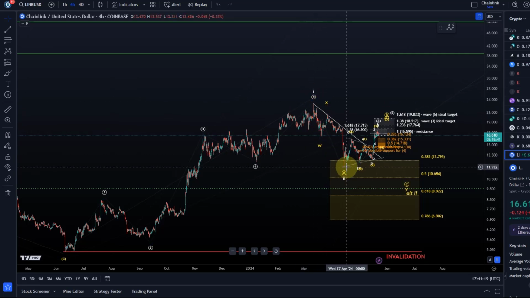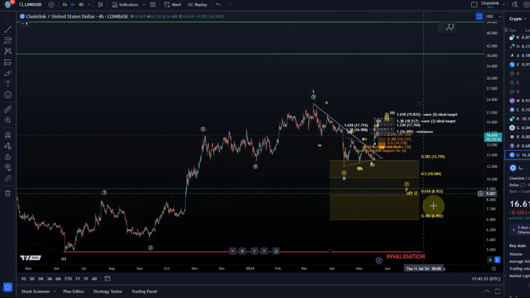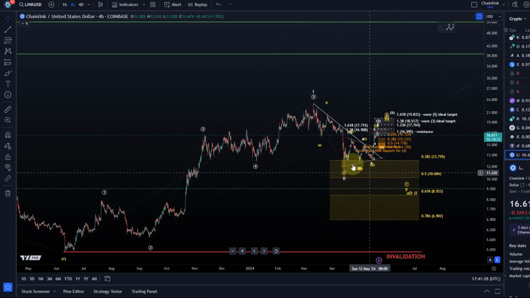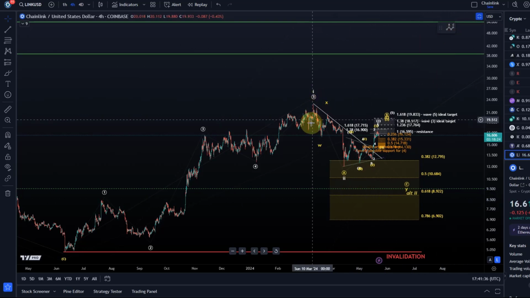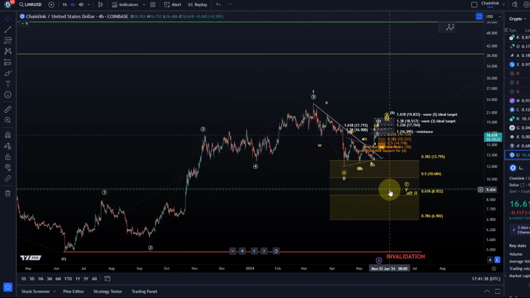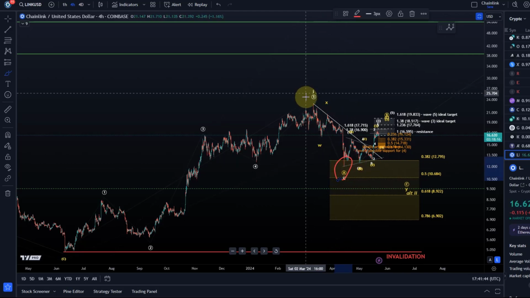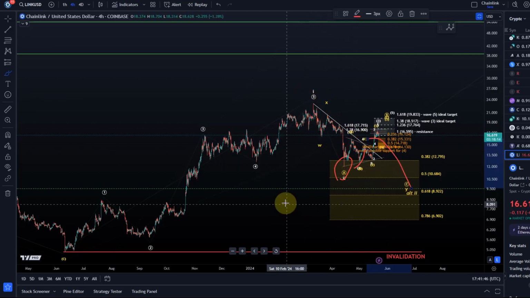The pullback dipped into the support region, which is defined between 12.80 and 6.90. And the idea is that somewhere here, this wave 2 should complete and turn around and lead to a rally in a third wave to the upside. Wave 1 up, wave 2 down. This wave 2 should either have completed here or one more low like that.